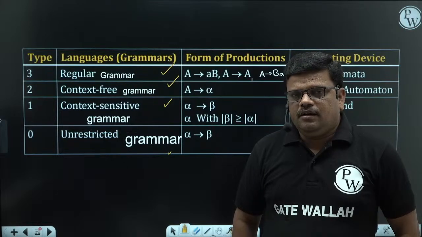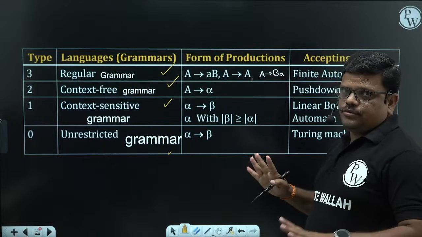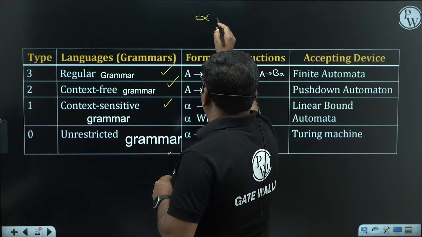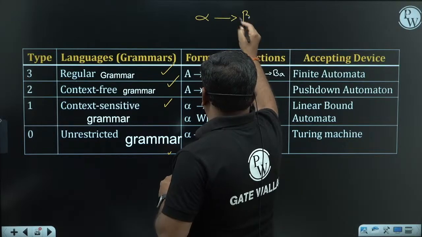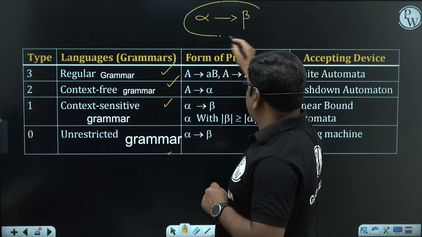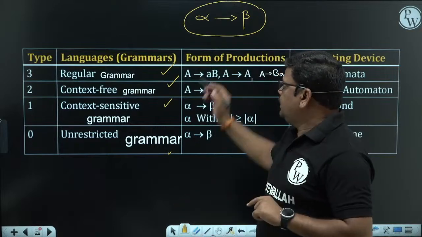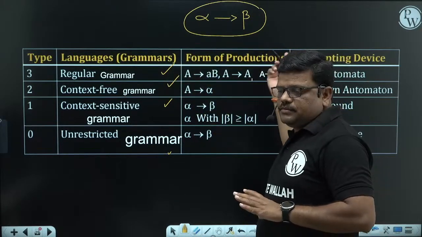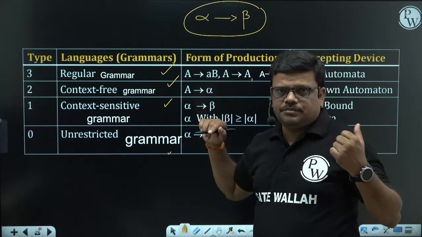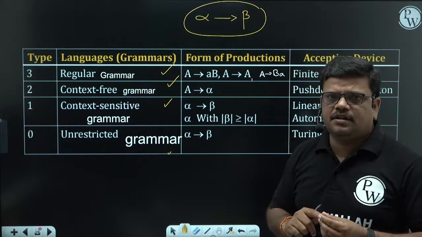So, let me start from unrestricted grammar onwards. Generally, all grammars are of the form alpha tends to beta. There is an arrow, on the left hand side something is there, on the right hand side something is there. LHS contains something, RHS contains something, with an arrow in the middle. This is the general grammar structure.